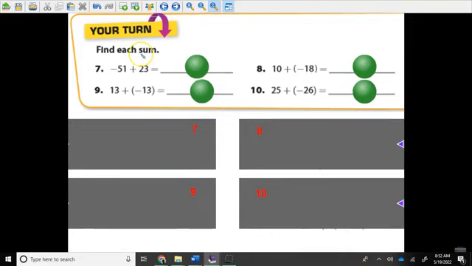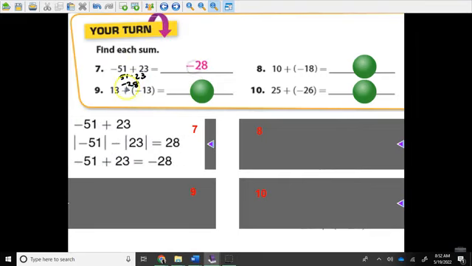All right, now that I know you paused because you're a good kid, we're going to work this out. So 51 minus 23 is 28. The 51 is bigger, so it'll be negative 28.